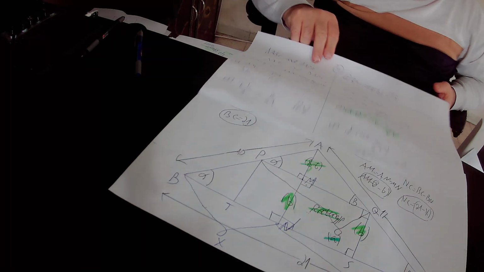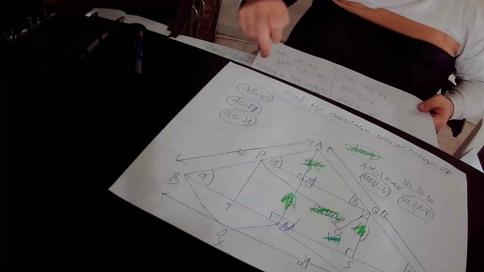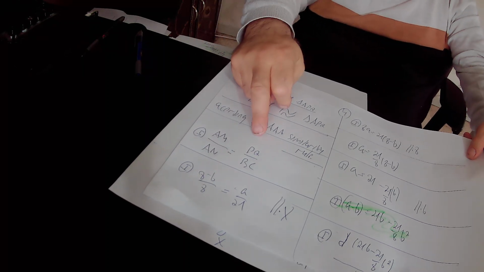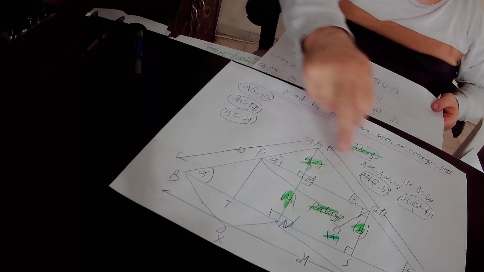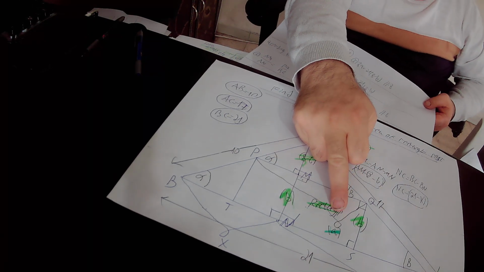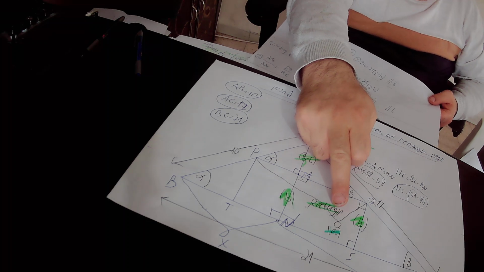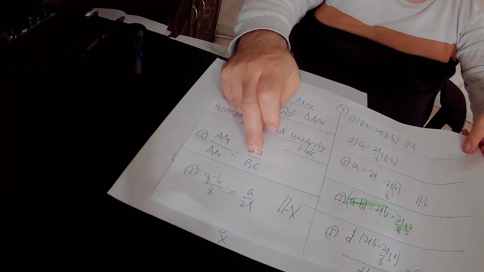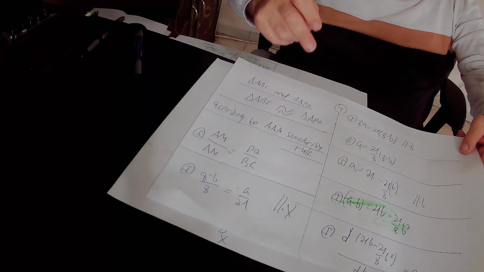Okay, AM is 8 minus B and AN is 8. Repeat again, AM is 8 minus B and AN is 8, and it is equal to PQ. PQ is A, according to our definition, it is the length of rectangle PQST, that is A, so we substitute PQ by A, and BC equals 21 units according to what is given.